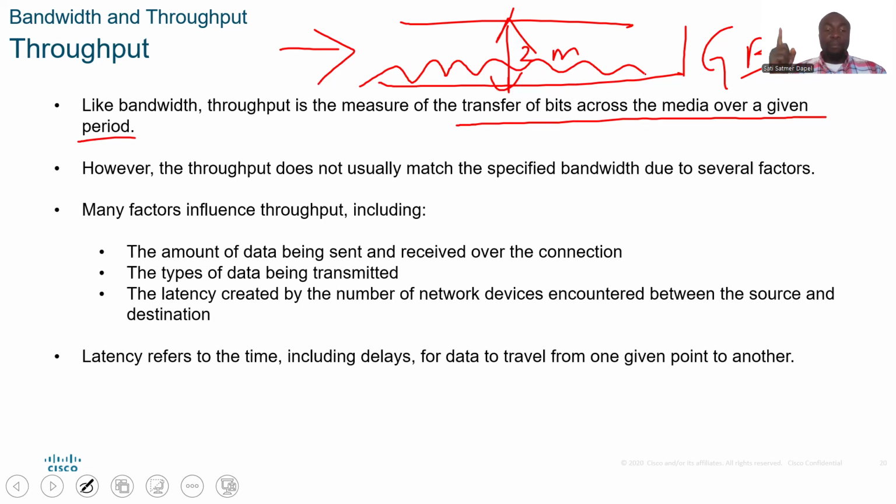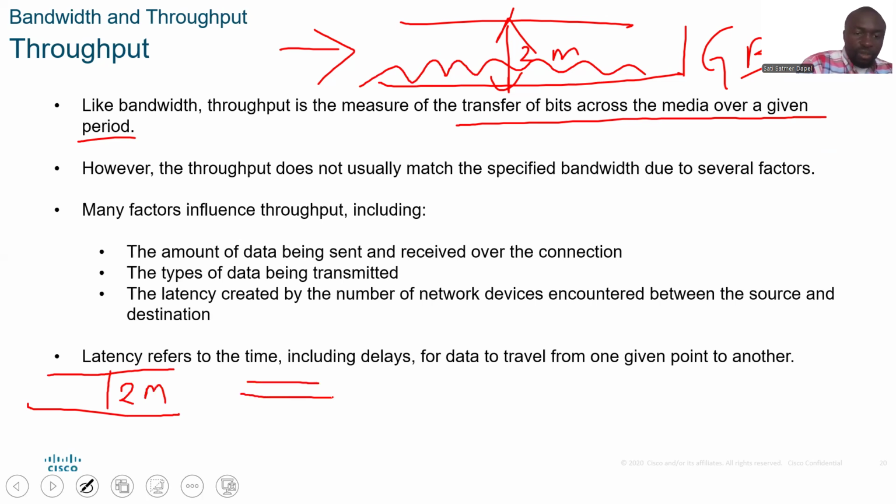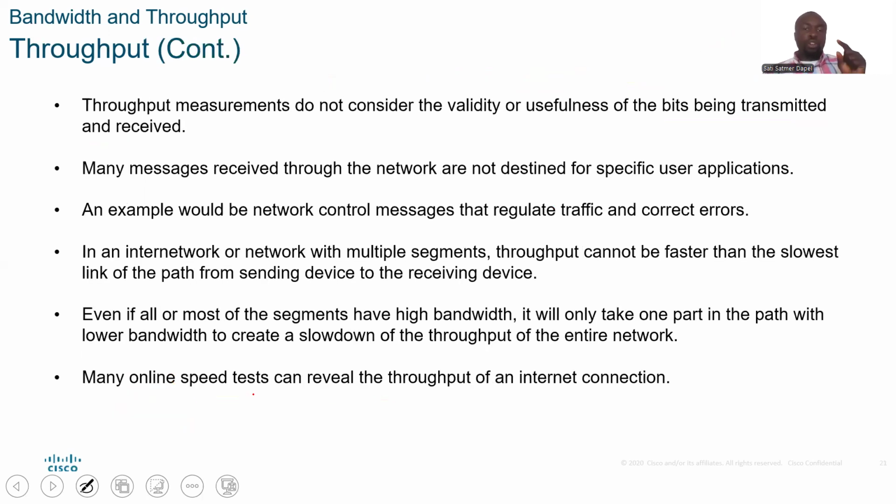Many factors include the amount of data being sent and received over the connection. Sometimes the type of data being transmitted matters. Another time, the latency created by the number of network devices encountered between source and destination also matters. What we mean is that, for instance, I start with a 2 meter capacity, and then I now change to a 1 meter capacity. That means the data here can move at a capacity of 2 meters, but when it gets here, it will be congested to flow through a 1 meter capacity. So the bandwidth now is reduced, but the throughput now is the actual amount of data that is there. Throughput measurement does not consider the validity or usefulness of the bits being transmitted and received.